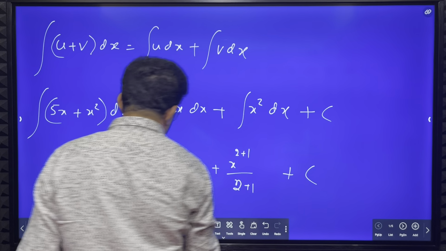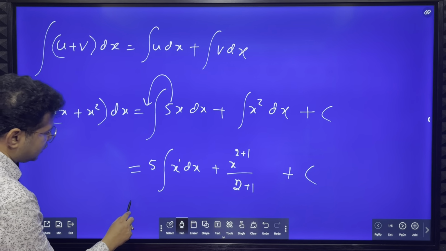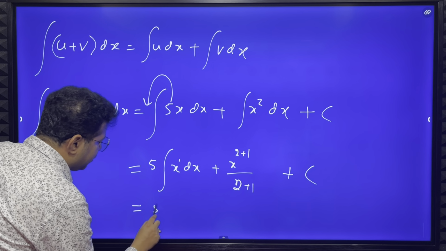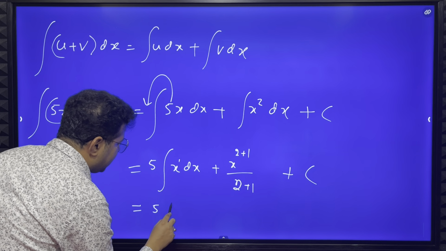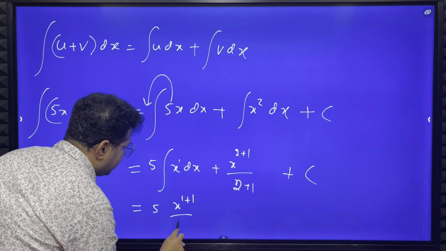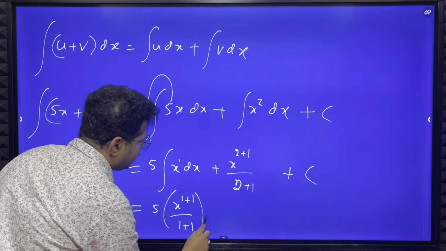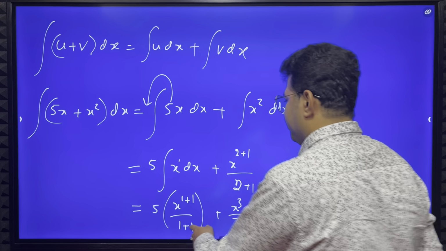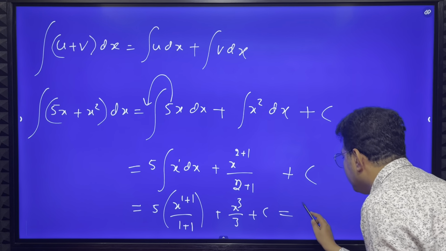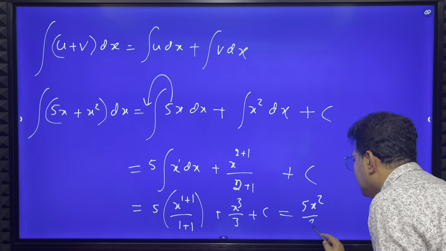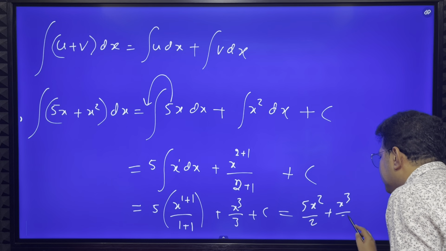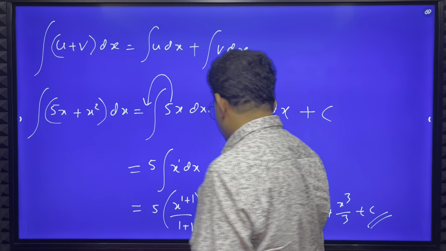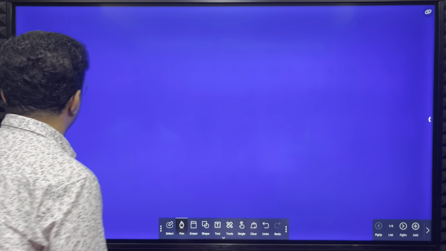Correct? Okay. So here what happens? So this is equal to 5 into integration of x power 1, means x power 1 plus 1 divided by 1 plus 1, plus x cube by 3 plus c. So this is equal to 5x square by 2 plus x cube divided by 3 plus c. Hope you can understand how to do it. So if required, I'll give you one more example.